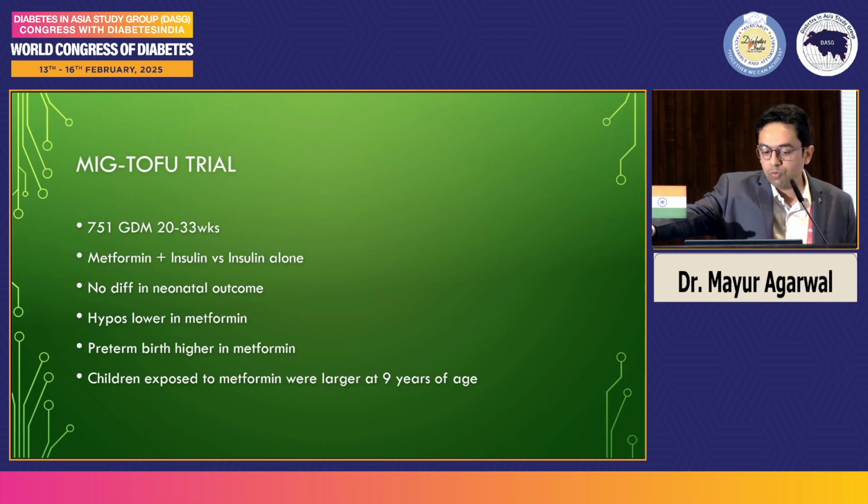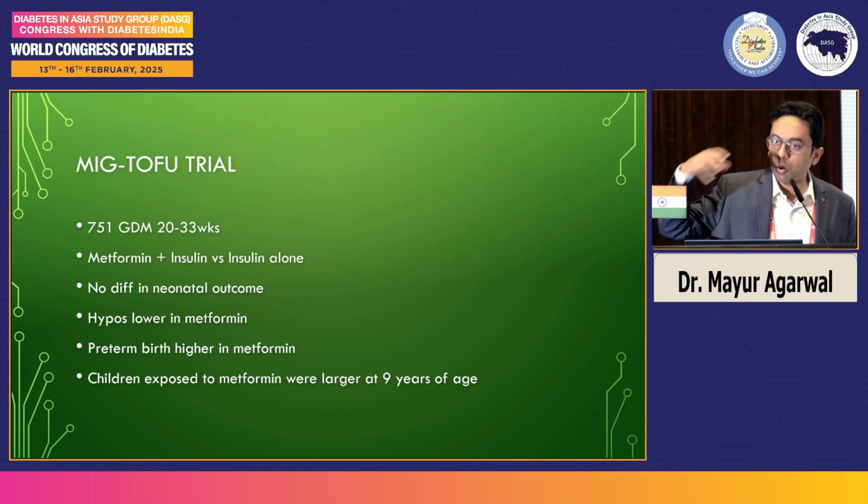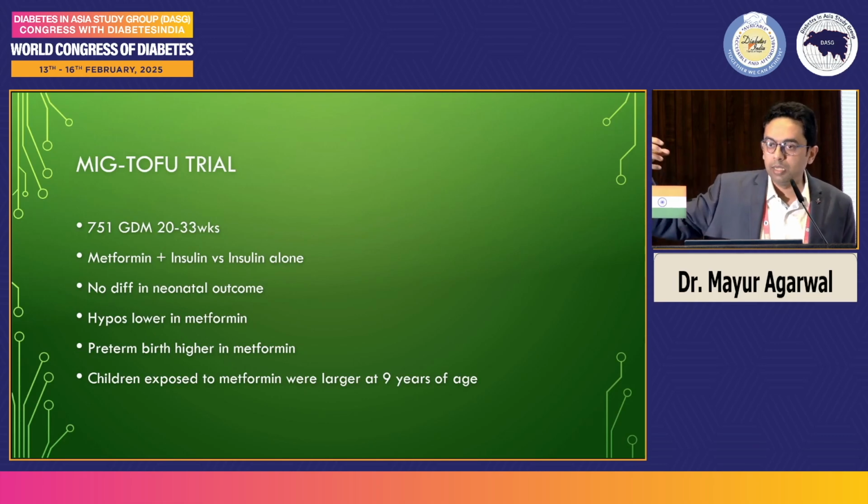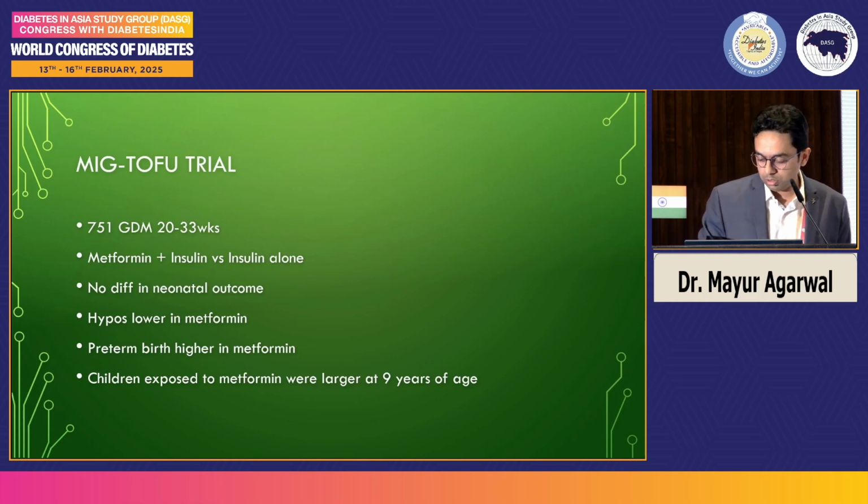When you add metformin to insulin, preterm delivery was higher. Children exposed to metformin at 2 years and 7 years, not much difference was seen in a few parameters. I am not going into details, but at 9 years there was a significant difference. So probably the baby is born with lesser weight, but gains it rapidly. That is what this trial is showing us.